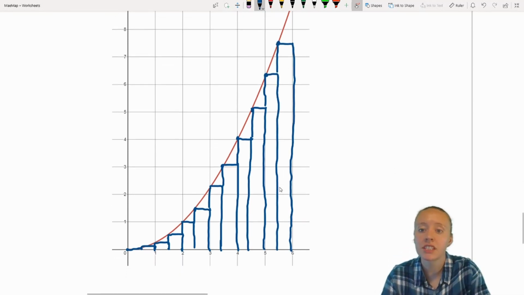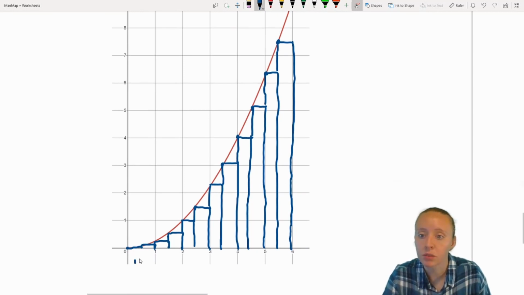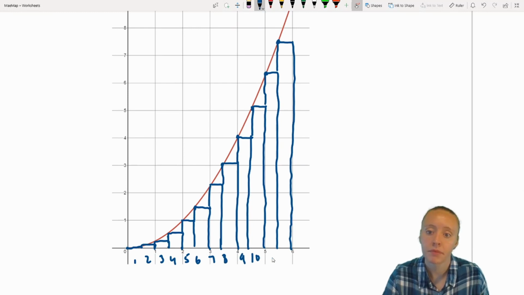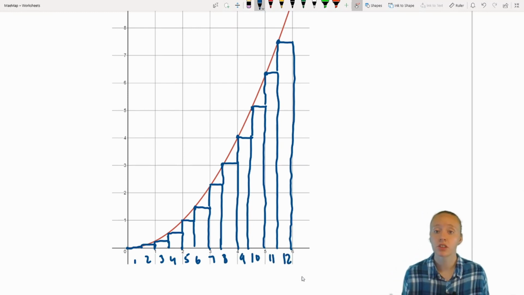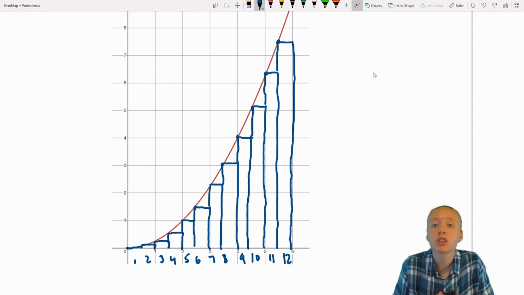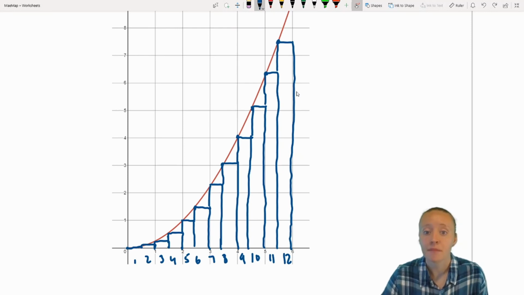There you have it. You can see each of my 12 rectangles. 1, 2, 3, 4, all 12 rectangles. Remember, each has a width of 1/2. So what I'm going to do is calculate all of the individual heights, multiply them each by 1/2, and then sum them together.